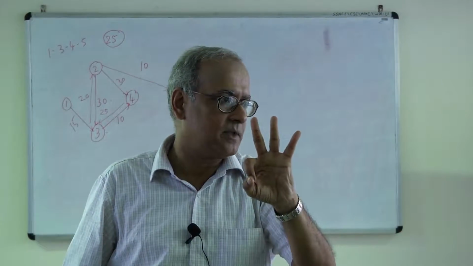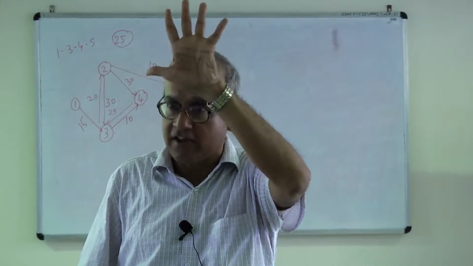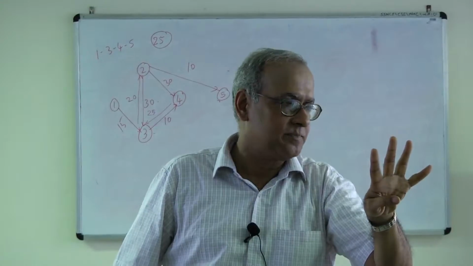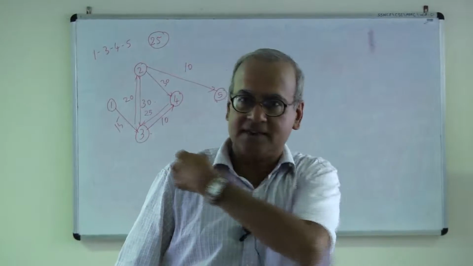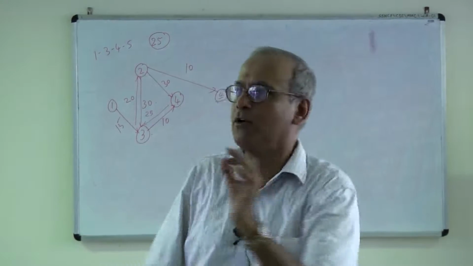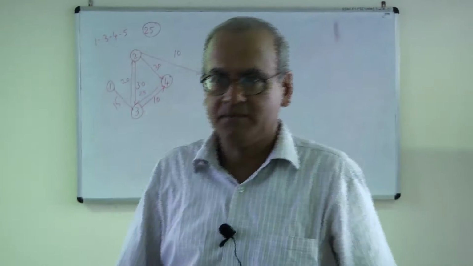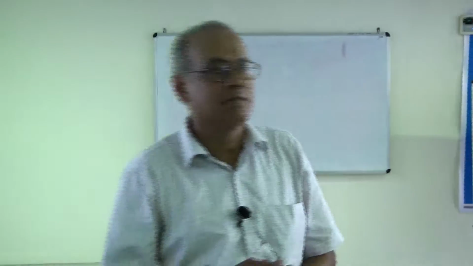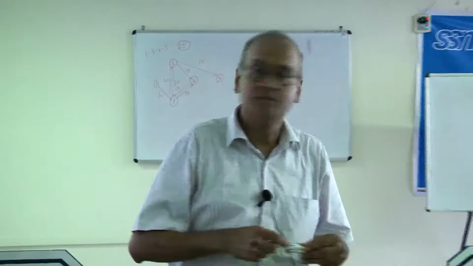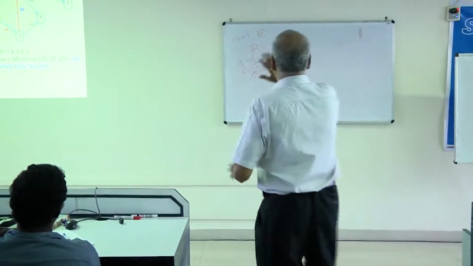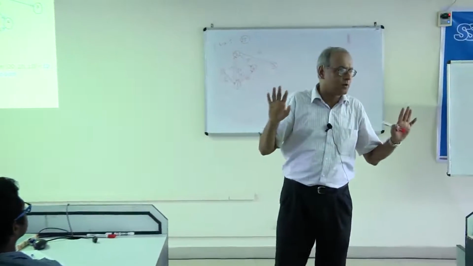Fine. The first version had 5 paths. Second version took 4 paths. This takes 3 paths. But some more computation is required. Are we doing fine? Any questions? How I am choosing, that's the next question. But as regards algorithm, you are okay?